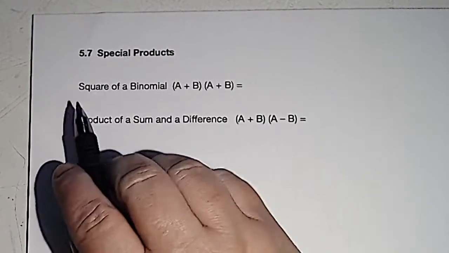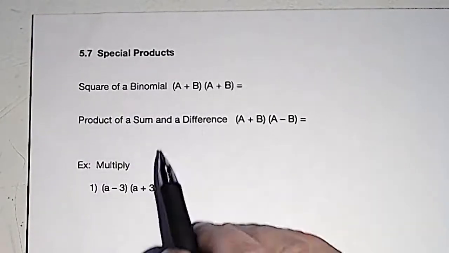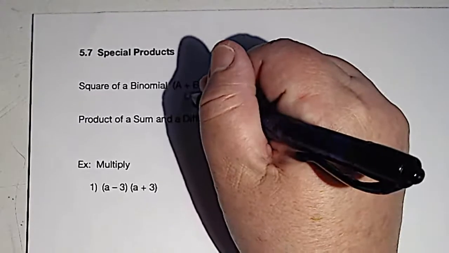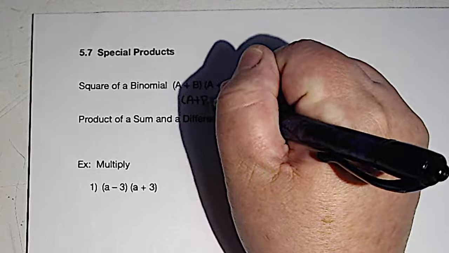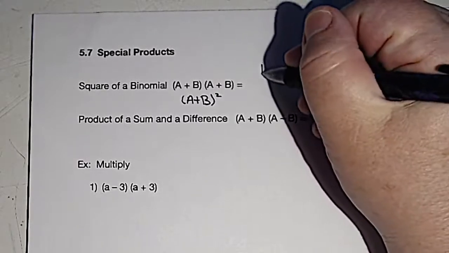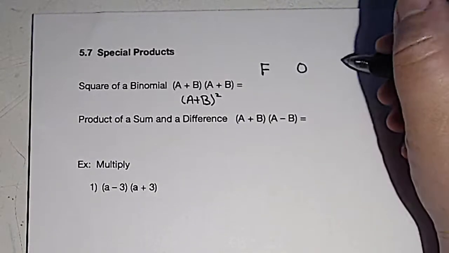The first one is called the square of a binomial. In other words, I've taken a plus b times a plus b. So really, this is a plus b, the quantity squared. That's why it's the square of a binomial. And let's use FOIL. F-O-I-L.